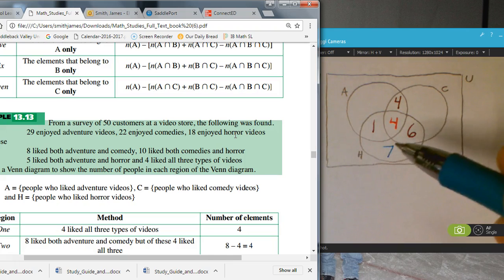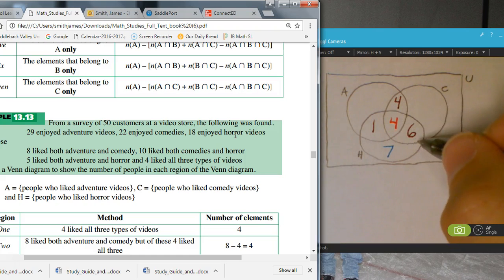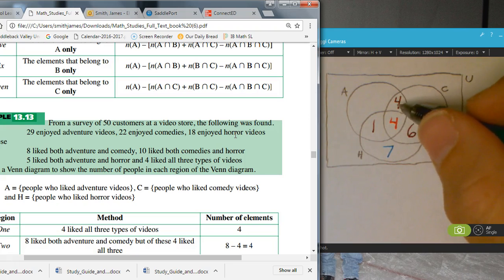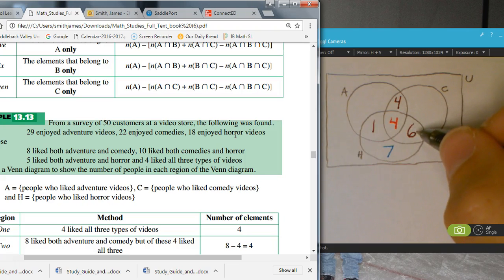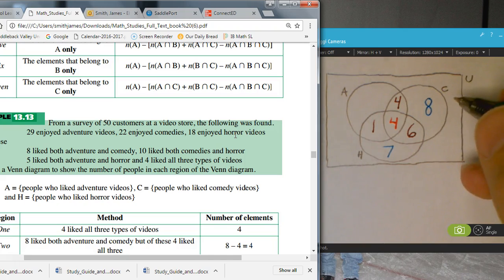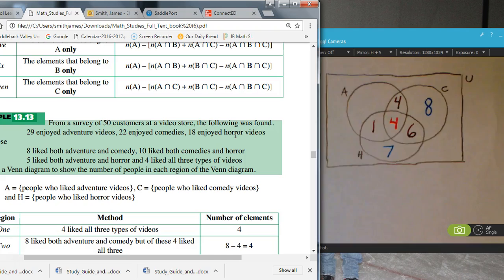Then it says 22 enjoyed comedy. So look at the comedy circle, and it says that 22 people should be within that circle for comedy right there, 22. So far we've identified 14 people that are already in the comedy circle, which means the remaining 8 people who enjoy comedy like comedy only and nothing else.